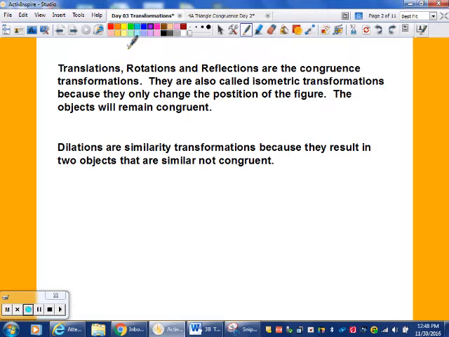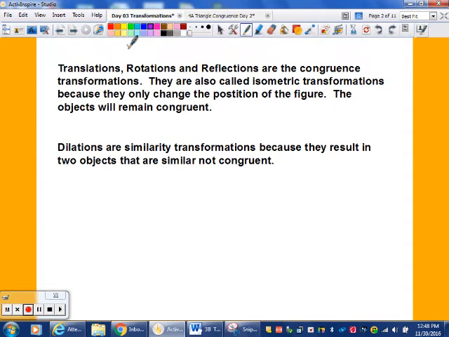Okay, so translations, rotations, and reflections are the congruence transformations. They are also called isometric transformations because they only change the position of the figure. They don't change the shape or the size of it. So the objects will remain congruent. That's for translations, rotations, and reflections. But when it comes to dilations, it's a little different because they are not a congruence transformation, they are similarity transformations because they result in 2 objects that are similar but not congruent.